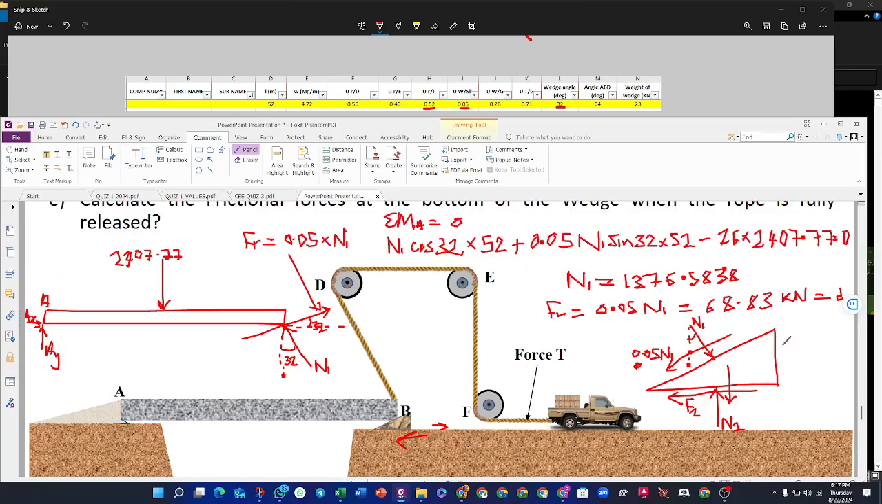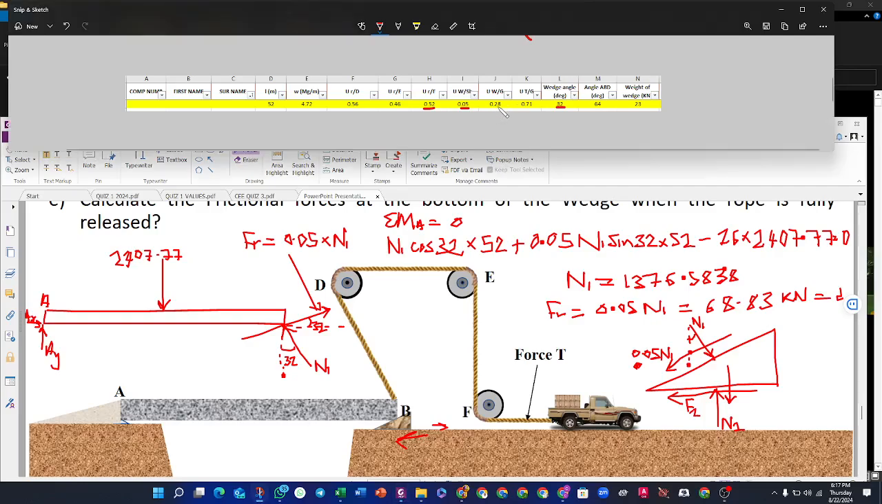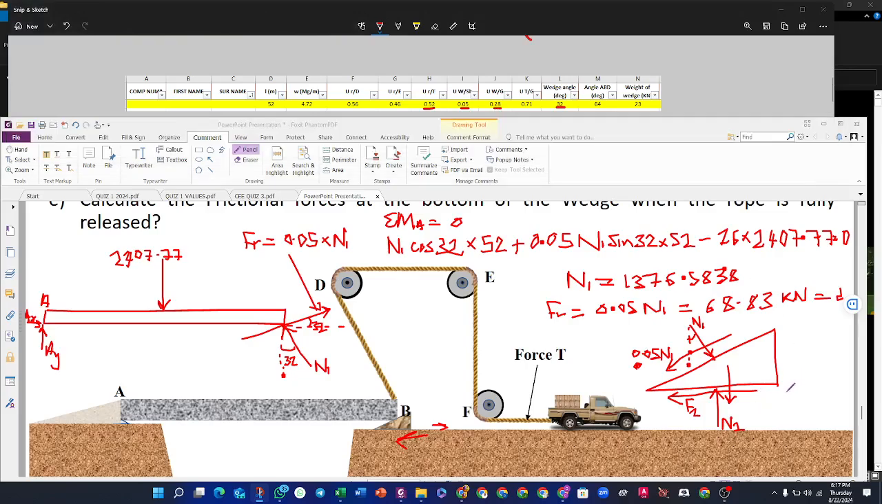We know our F2, with the coefficient of friction between the ground and the wedge being 0.28, is equal to 0.28 N2.